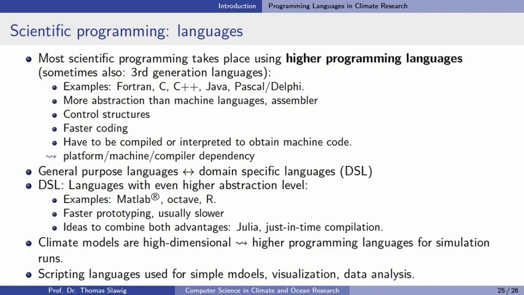For example, MATLAB can be seen as a DSL, because it's designed for scientific programming basically, or data analysis. Again, the prototyping is faster, but they're usually slower. And I already mentioned this idea to combine this. Julia is a very interesting concept, which has a MATLAB-like syntax, but should be faster. And as I already mentioned, climate models are high dimensional, so we need the higher programming languages for simulation runs. We need something which is compiled, basically. Scripting languages are more used for simple models, for visualization, or for data analysis.